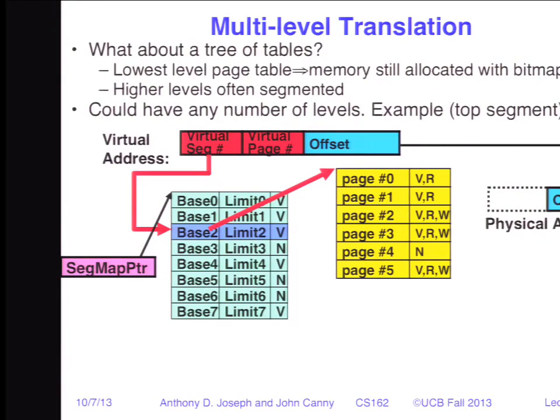The page table has size limit 2. So now we take our virtual page number and index into that table. We look up the virtual page number, and that gives us a physical page number, since our lowest level scheme is paging. So now we have a physical page number that we can use. Are we done?